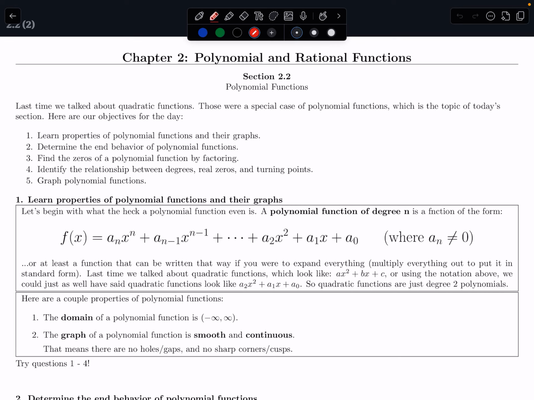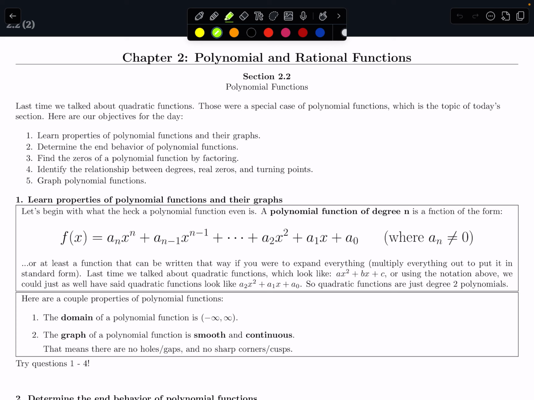Hey guys, welcome to day 2 of chapter 2. This is section 2.2 about polynomial functions. Polynomial functions are a generalization of what we did last time. Last class, remember we did quadratic functions. Quadratic functions are just a special case of polynomial functions.